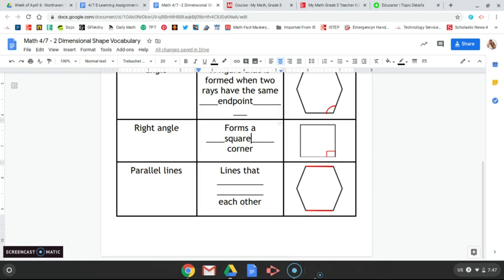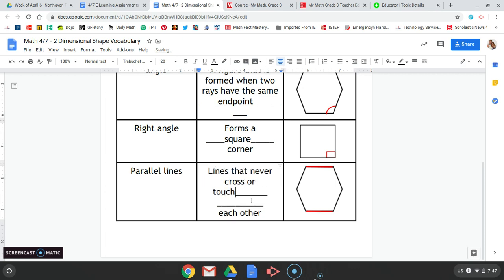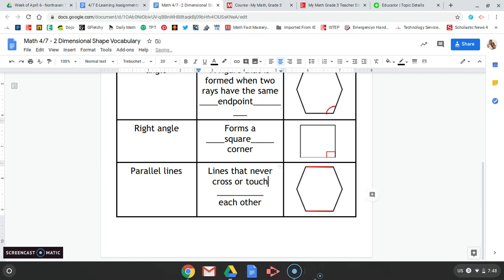So in order for lines to be parallel, they are lines that, sorry, I'm making some more space here, that never cross or touch each other. Okay, so lines that never ever cross or touch each other. Now here's what's tricky. Okay, so if you look here, you can tell that the top and bottom of this shape, even if I stretch this line as far as I could, and even if I stretch this line as far as I could, they would still be equally distant apart. And so they would never ever be able to touch.